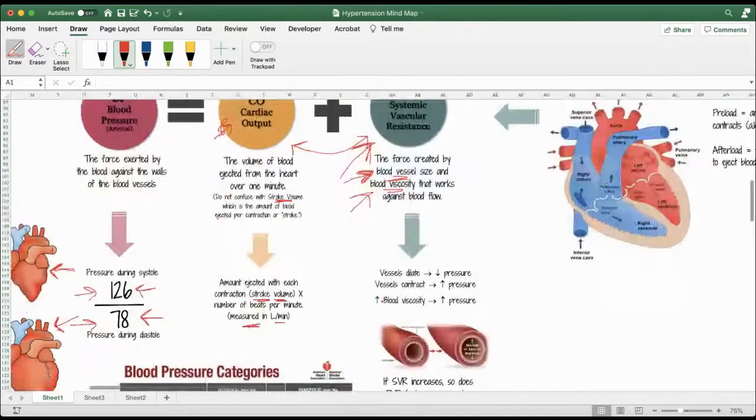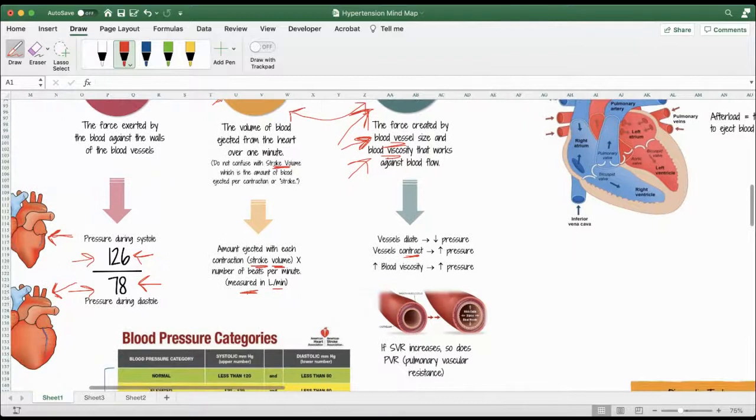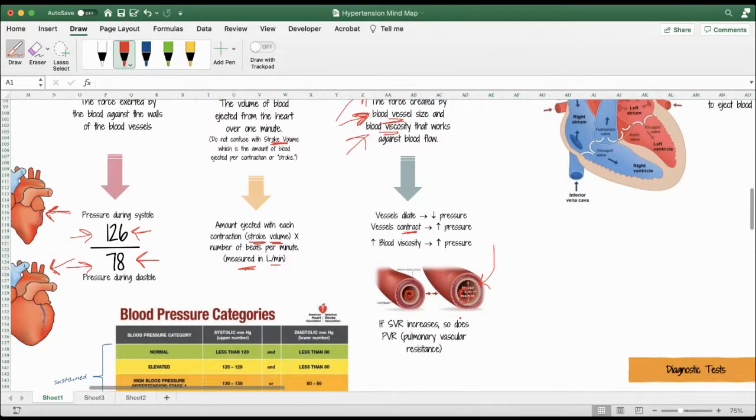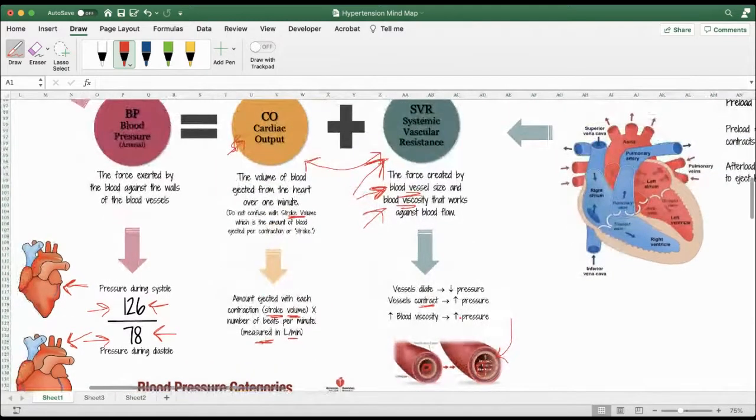And in case, I know you guys know this, when the vessels contract, it makes the space inside the lumen thinner, smaller, and that creates higher pressure. When it dilates, it makes the lumen larger, and that gives you lower pressure. It relaxes, so you have less pressure.